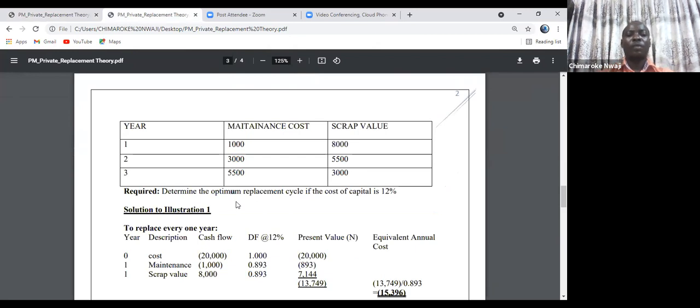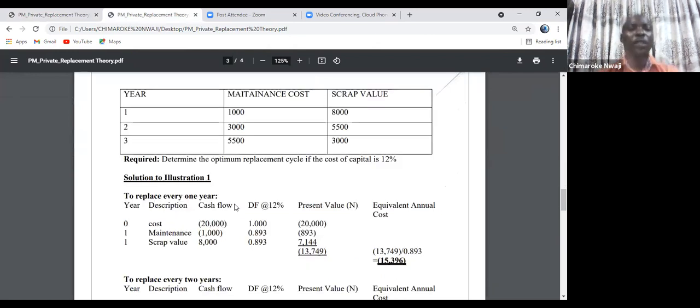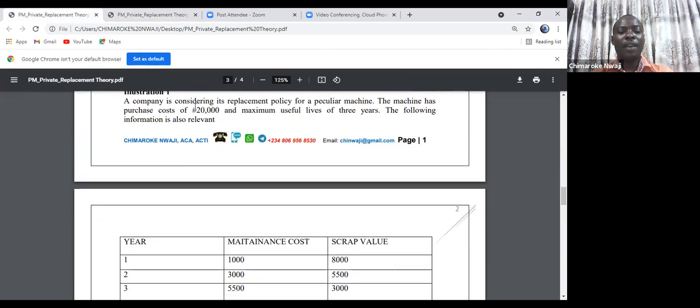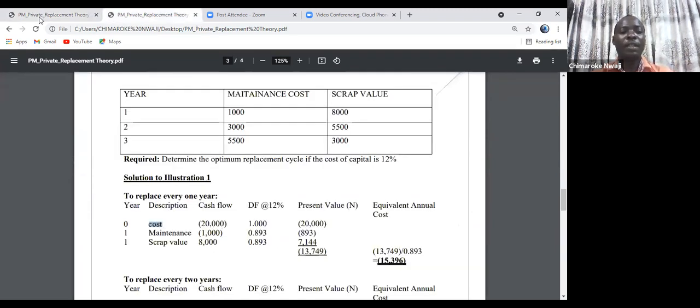All right, so solution. The first one is we want to see if we will replace the assets every year. So what are the relevant cash flows that we need to consider if we are to replace the assets every year? At year 0, that is when we bought the assets. So the cost of the assets we are told is how much? 20,000 naira. So that's the cost of the assets, 20,000 naira.